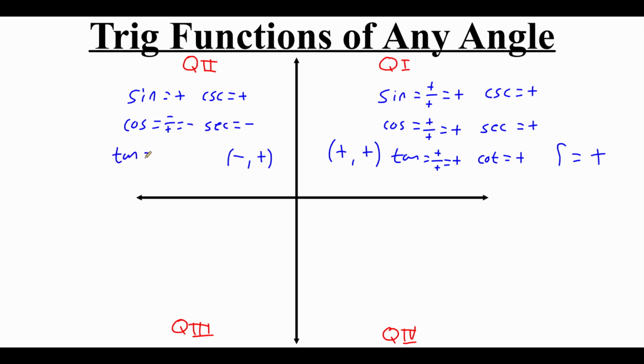For the tangent, we take the y value over the x value. So we're taking a positive number divided by a negative number. So we're going to get a negative answer. And same thing for the cotangent. If we do the reciprocal, we would also get a negative answer.